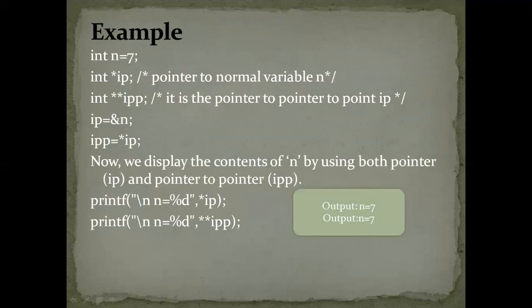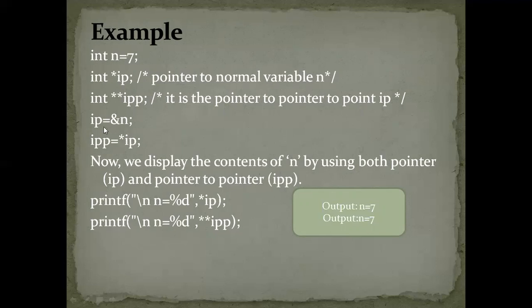So here we have the example for the pointer to pointer. Initially int n is equal to 7. We have declared variable n and initialized it with the value 7. Int star IP means a pointer to the normal variable n. Int star star IPP, what does it mean? It is the pointer to pointer IP. IP was an integer pointer, so IPP is a pointer to pointer.